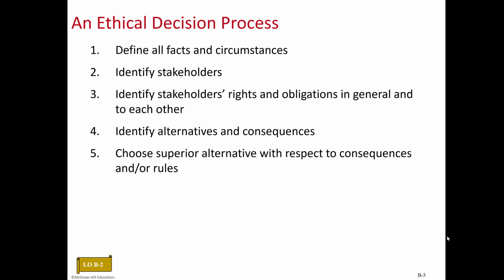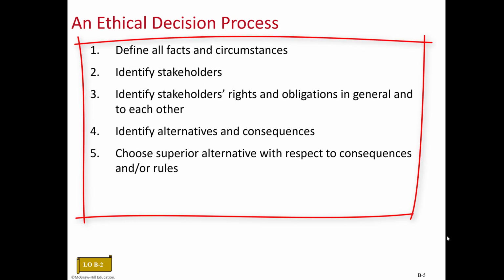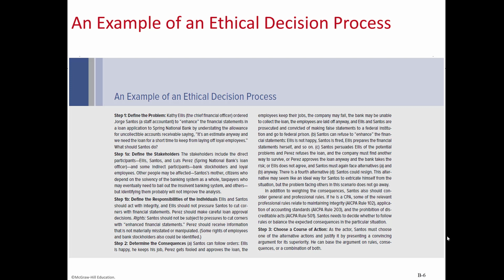So the decision process for any ethical situation involves 5 steps where you have to define the facts and circumstances, identify the stakeholders, identify stakeholders' rights and obligations in general and to each other, identify alternatives and consequences, and lastly, choose hopefully the superior alternative with respect to those consequences. So you can review this ethical decision process.